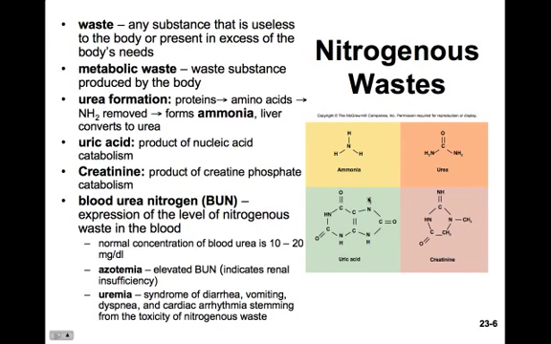The level of nitrogenous waste in the blood is typically expressed as blood urea nitrogen, or BUN. The normal concentration of blood urea is about 10 to 20 milligrams per deciliter. When BUN is elevated, it indicates renal insufficiency and is called azotemia. Nitrogenous waste can cause toxicity that will lead to diarrhea and vomiting, dyspnea, and cardiac arrhythmias. This condition is called uremia.